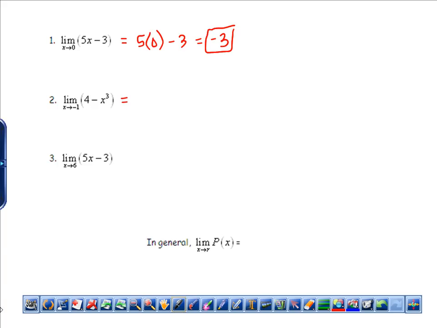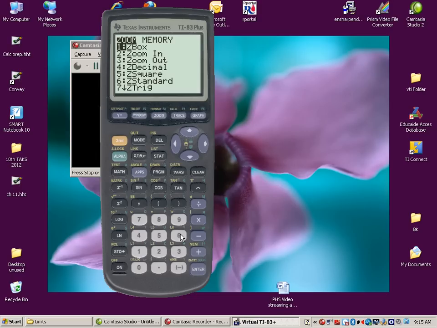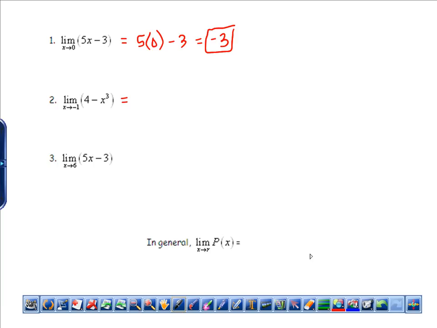So we can plug it in. This is going to be 4 minus x cubed. And we can do a zoom 6, and what we're looking for is as x approaches negative 1. We can see clearly that this graph is continuous. That's important here. It's doing the same thing from the left and from the right. It's converging basically at a single point. You can look it up on the table, and you can also just plug it in. So 4 minus negative 1 cubed is going to equal 5.